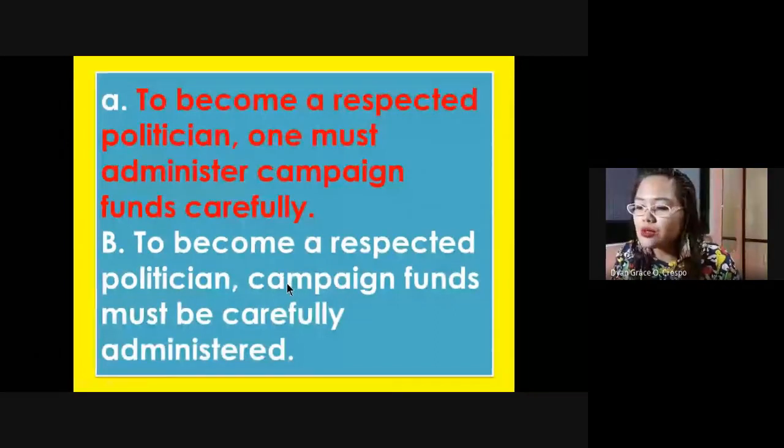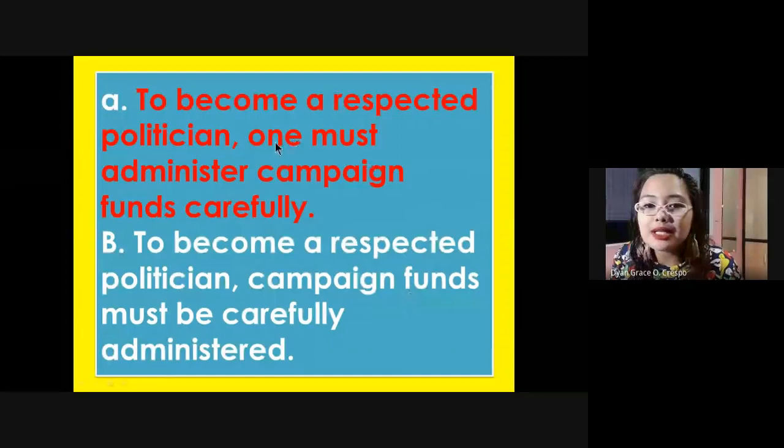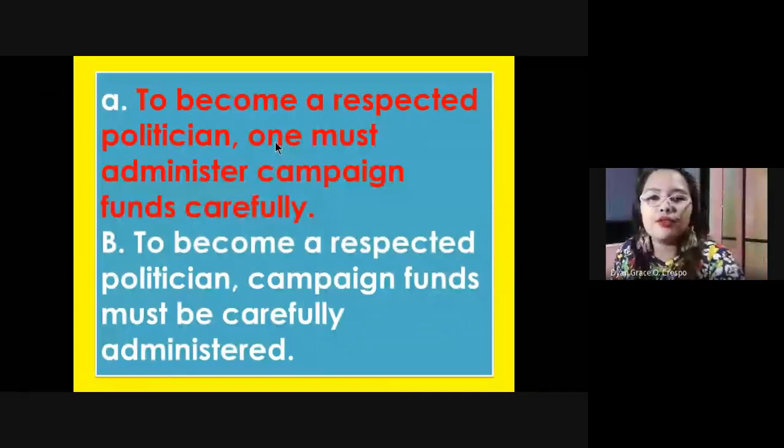So as you can see, based on that, to become a respected politician, campaign funds. Are the campaign funds the respected politician? No. But in letter A, you're referring to one. One could be a subject, kasi ni-refer ang isang tao. In Filipino, ang isang tao, kaya niya dapat. A human being, of course. Okay? So, check. Next.